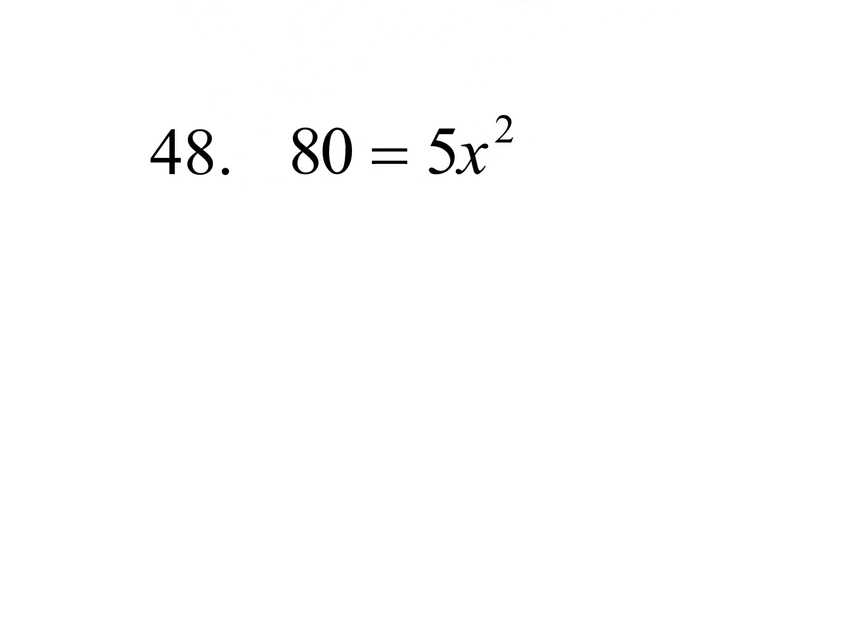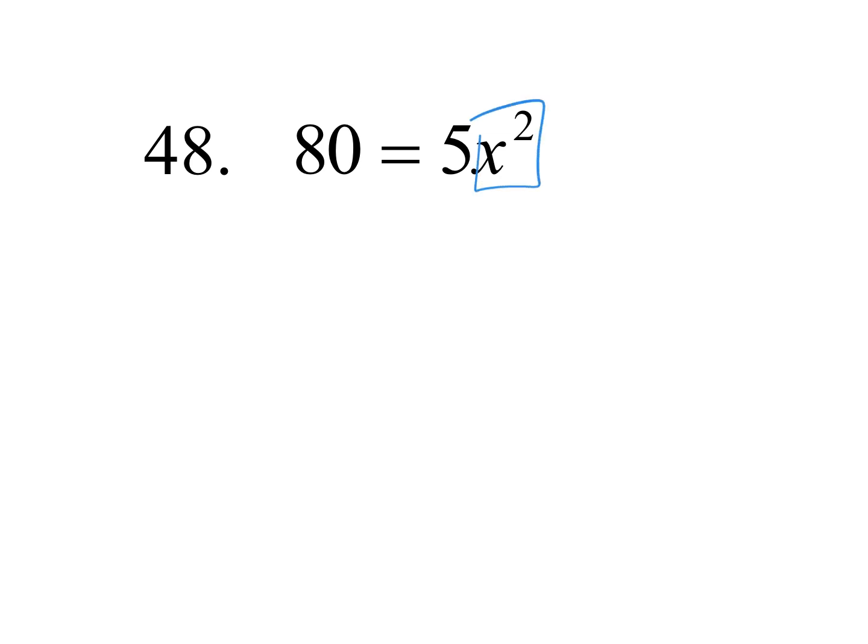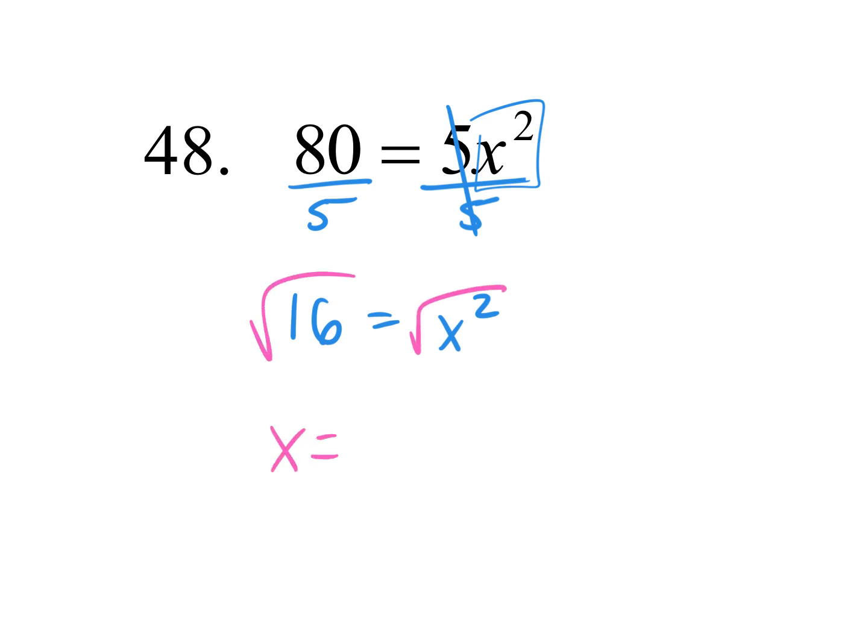Any questions? Let's do 48, just to practice one of these. So we want to get the x squared all by itself. So we divide both sides by 5. 80 divided by 5 would be 16. Then what would we do next? 16 is equal to x squared. Awesome, we square root it. So x is equal to what? 4. Just 4? Plus or minus 4. Awesome.